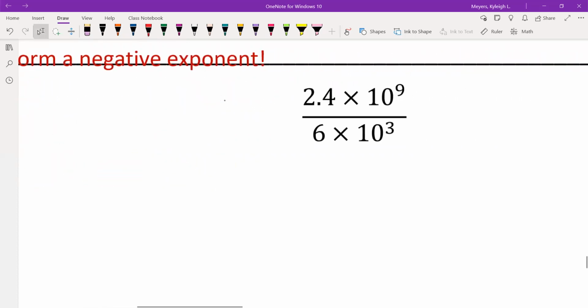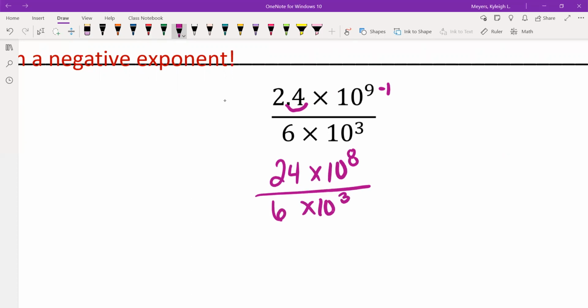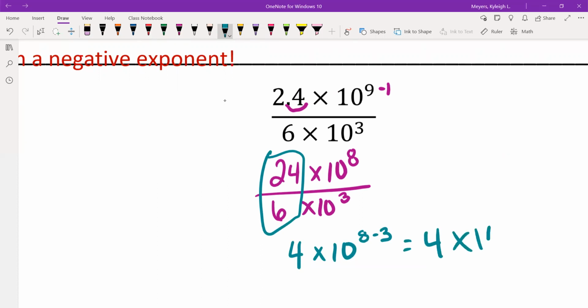And let's do this one. This is one where we have a decimal on top. So we don't really want to keep that decimal, so we have to move it over one. And when we move it over one, we have to minus 1. So it's really 24 times 10, 9 minus 1 is 8, over 6 times 10 to the third, and then we divide. 24 divided by 6 is 4. And then we really have 8 minus 3. So we have 4 times 10, 8 minus 3 is 5. So then that's going to be our answer.